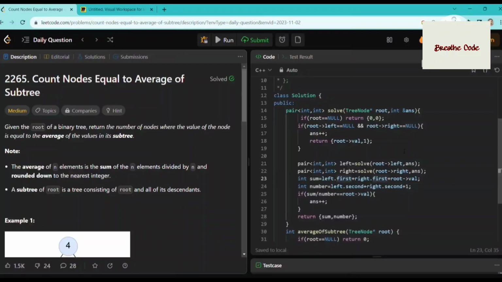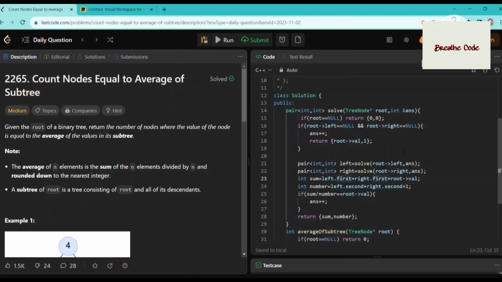Okay, the question name is count nodes equal to the average of subtree. The question states: given the root of a binary tree, return the number of nodes where the value of the node is equal to the average of the values in its subtree. Note, the average of n elements is the sum of the n elements divided by n and rounded down to the nearest integer.